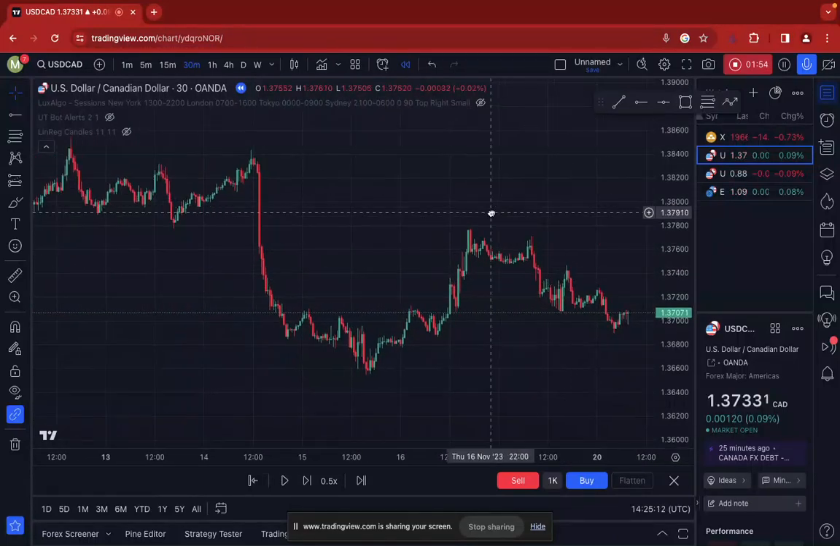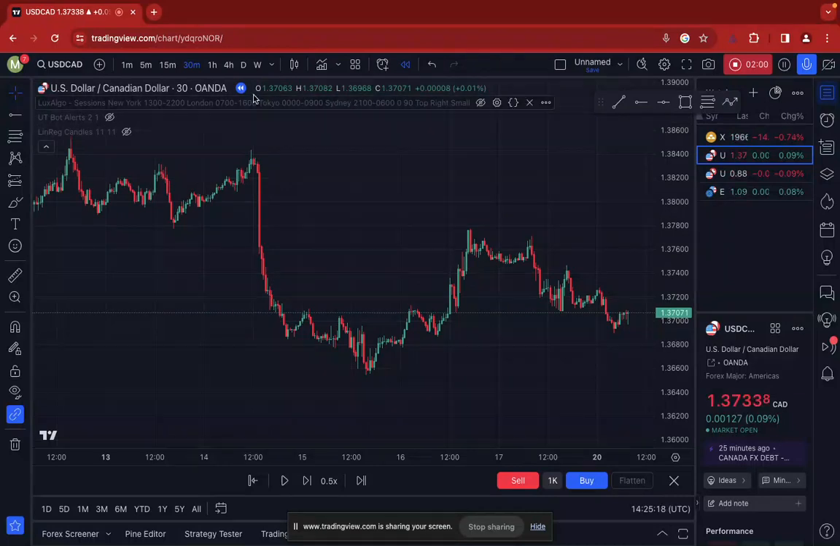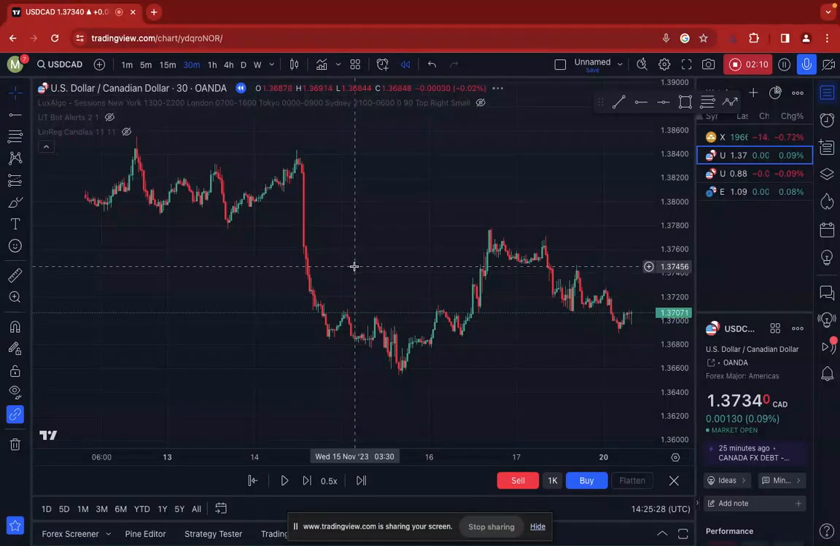So the first thing that I want to do is have my top down analysis. The reason I'm doing my top down analysis is so that I can understand where the market is going. And if I understand whether the market is on an uptrend or a downtrend, I'll be able to use the indicator to just give me my entry confirmation.